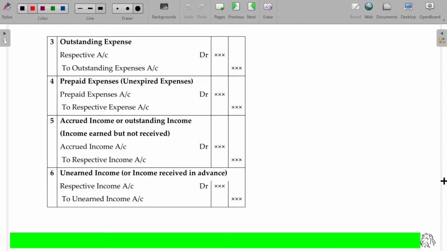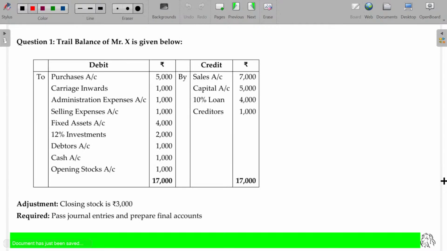Now, let me start with the basic logic to understand this illustration. Thereafter, I will explain this in detail along with the adjustment entry and other things also. Right? Let's see.